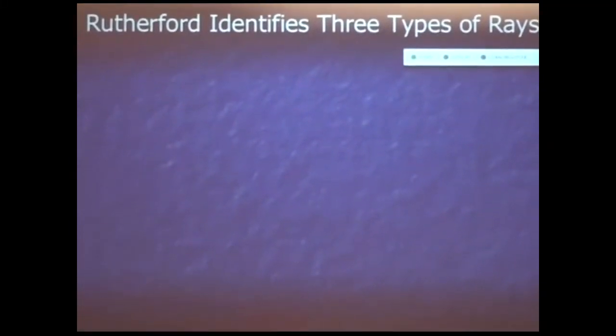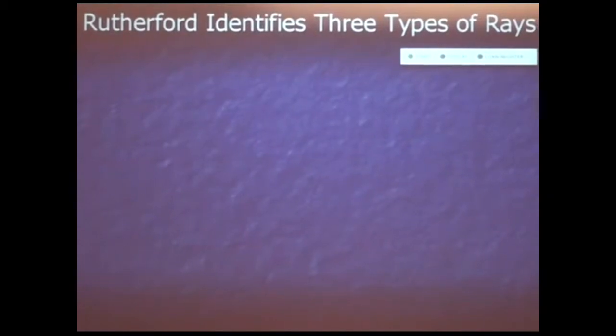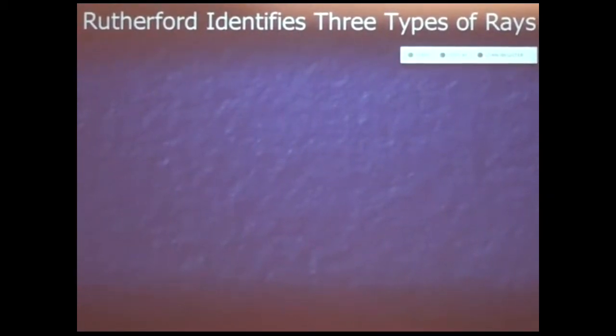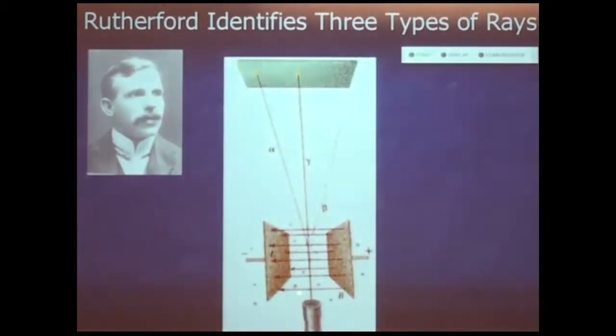The person that used these projectiles that came out of radium was Ernest Rutherford. What Rutherford did, first of all, was work with radium, trying to understand the kind of radiation that came out of it.